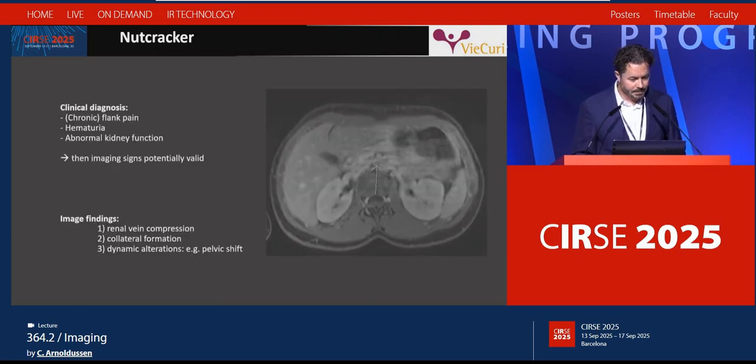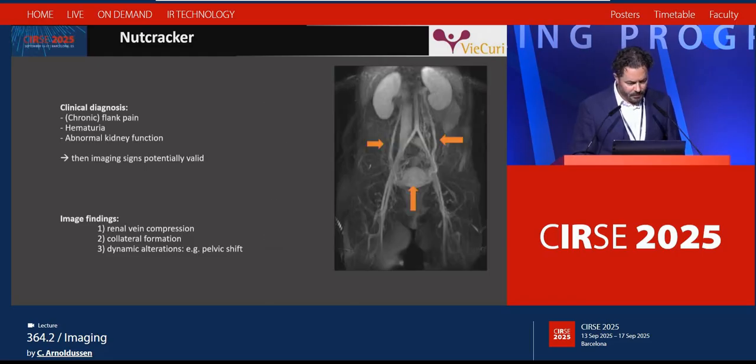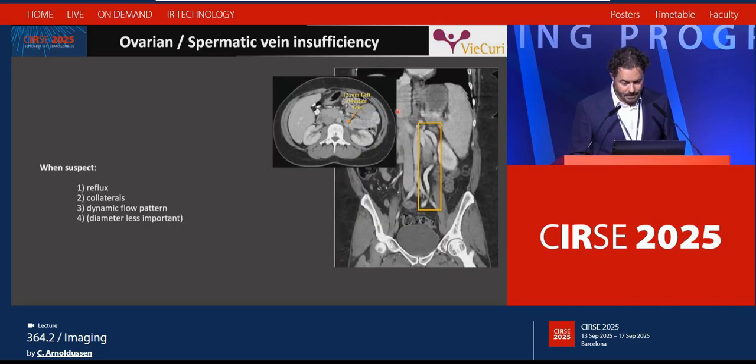For the nutcracker, clinically, this needs to be suspected, not based on imaging alone. If you have chronic flank pain, hematuria, and abnormal kidney function, then imaging signs are vital to diagnosing this correctly. We look for the compression, the collateral formation in the hilus, and dynamic alterations such as a pelvic shift, for example. This is an example of such a pelvic shift. What you see here is the enlargement of the left ovarian vein, flux across the pelvis in the uterine plexus and then back up to the right side. And it can be pathognomonic in the case of a true nutcracker.